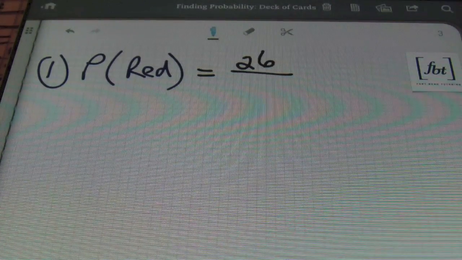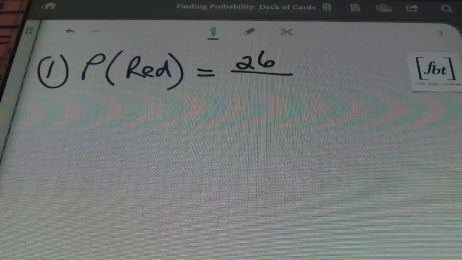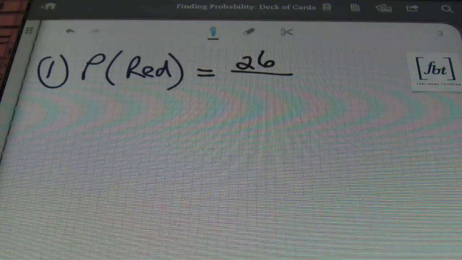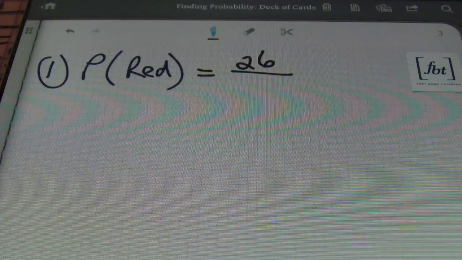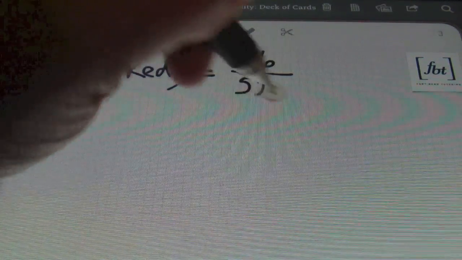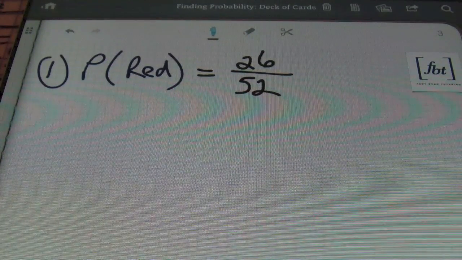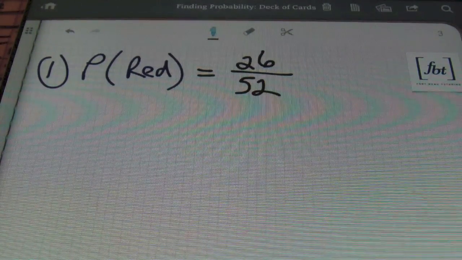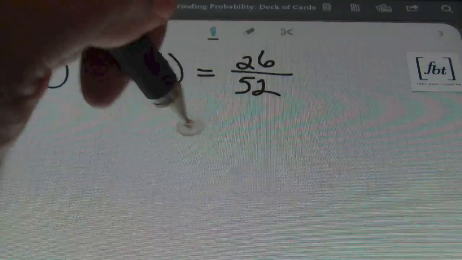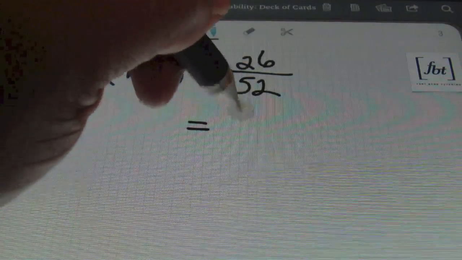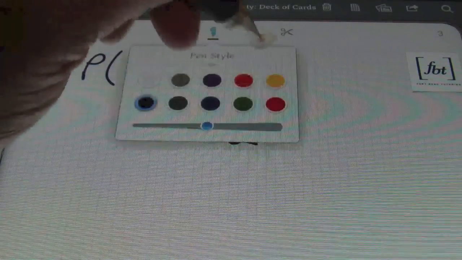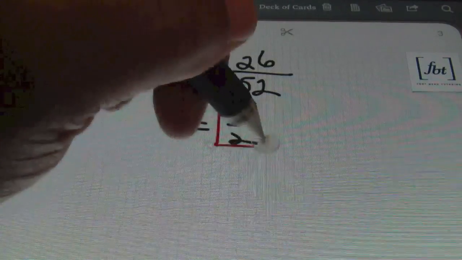So 26 of those cards are going to be red. Remember, it's always what you want over the total. So the total amount of cards in the deck of cards is 52. So I end up with 26 over 52. Then you're always responsible for simplifying your result. So as a fraction, this will reduce by 26 to give me 1/2. That's right. 1/2 is the probability.